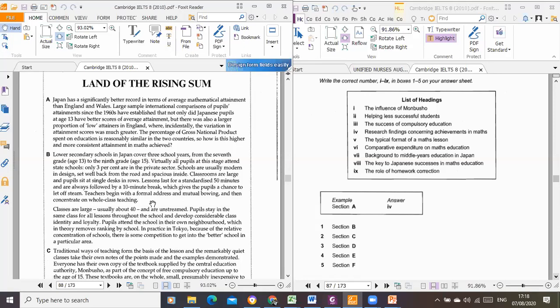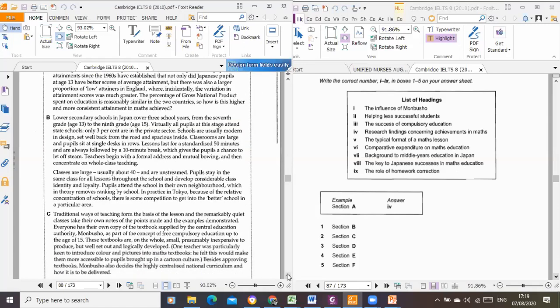The last one says teachers begin with a formal address and mutual bowing and then concentrate on... oh, sorry, that's not even the last. Pupils attend the school in their own neighborhood, which in theory removes blah, blah, blah. In practice in Tokyo, because of the relative concentration of schools, there's some competition to get into better schools. Okay, thank you. At least paragraph B is talking about the setting in Japan, what their lower secondary school looks like in Japan, okay? And the fact that they all attend public school, and I will assume that they will describe more about that in everything in between, okay?